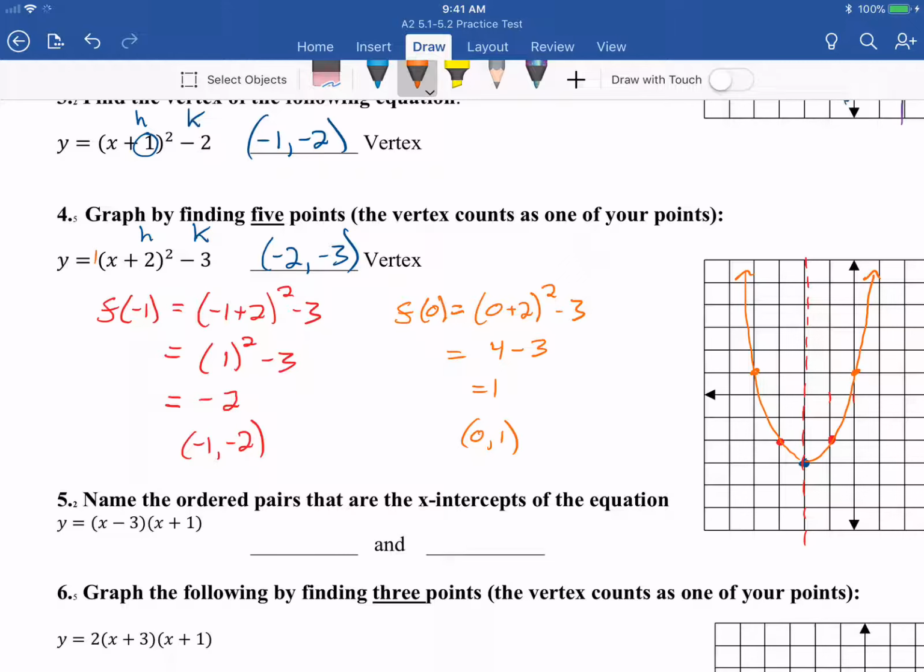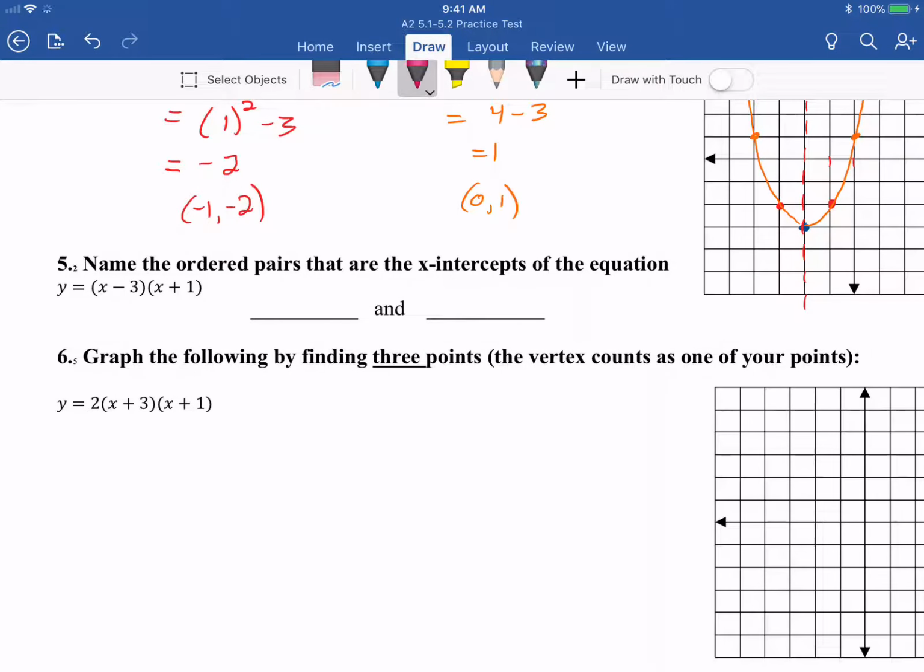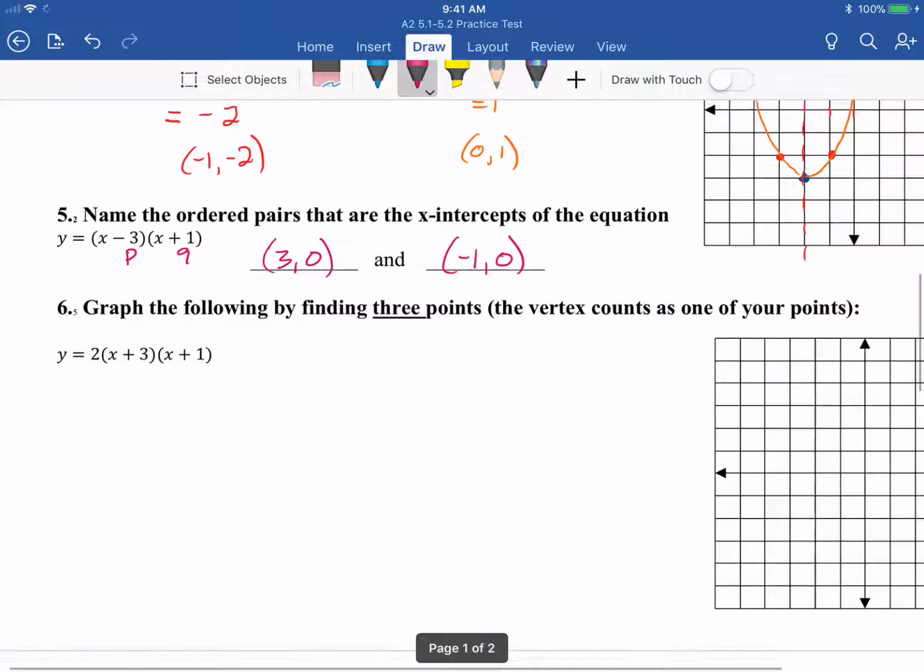All right, so again, the vertex is a little bit easier to show up there. It's your H and your K. Then you pick those 2 points that are either to the right or to the left. All right, so for number 5, it says name the ordered pairs that are the x-intercepts of the equation. So here, remember we have our P and our Q? And those are the opposite of what they look like. So my x coordinates for my ordered pairs here are 3, 0. And then this one is going to be -1, 0. Those are my x-intercepts.